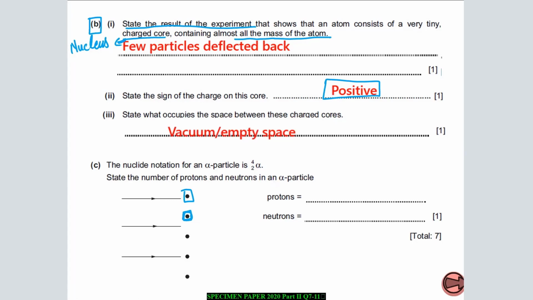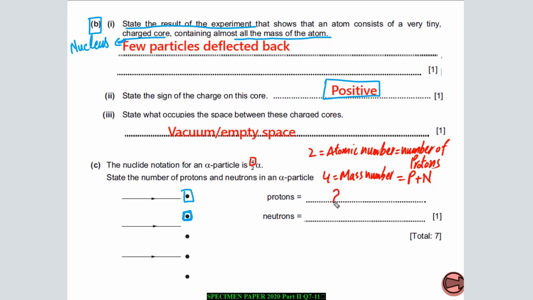The last one is quite a basic question. It is simply asking you to find the number of protons and neutrons in the alpha particle. Here the 2 is called the atomic number, and this is equal to the number of protons. The 4 is the mass number, which is equal to the number of protons plus the number of neutrons. The number of protons is quite straightforward, we can simply write down 2 protons.